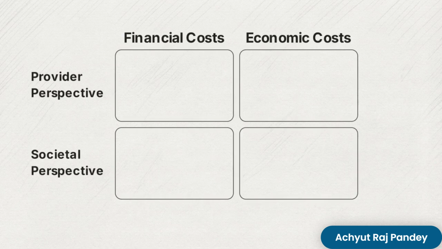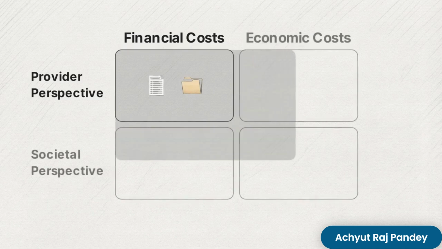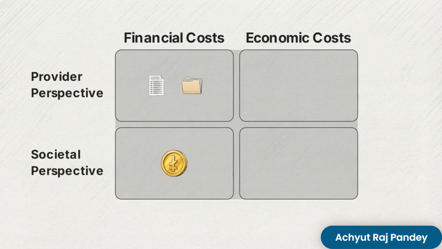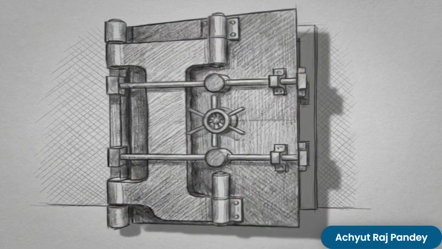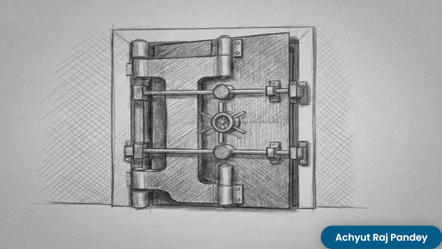The horizontal axis separates financial outlays from economic costs, while the vertical axis divides the perspective between the healthcare provider and society. A provider perspective restricts the model to internal financial outlays incurred directly by the facility. If the hospital did not pay for it, the model ignores it. Expanding to a societal perspective forces the model to measure external economic factors, including patient out-of-pocket expenses for travel and the impact of lost workforce productivity. The chosen analytical perspective acts as the gatekeeper, dictating exactly which variables are permitted to enter the final calculation.